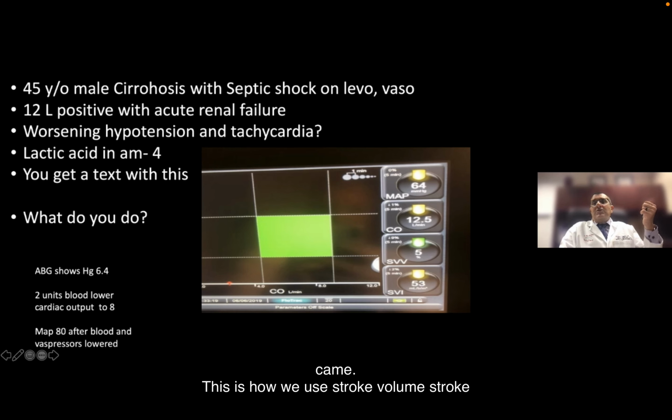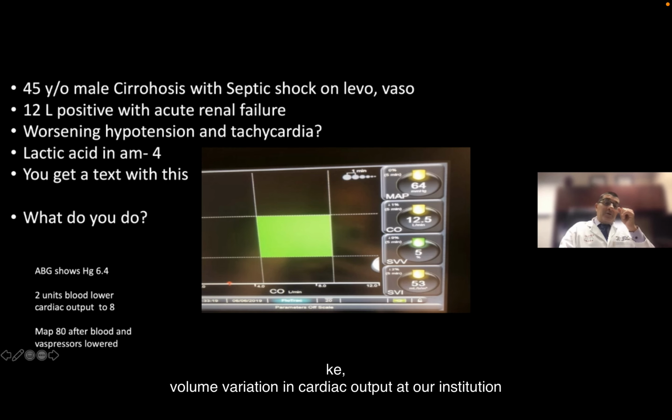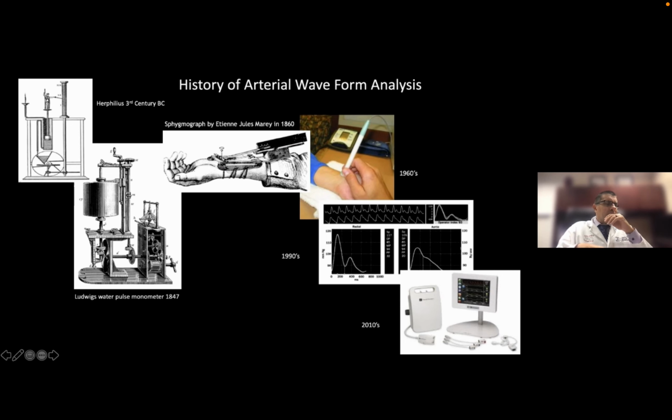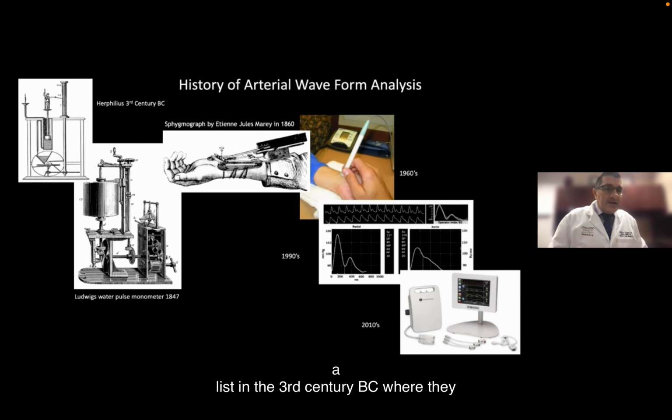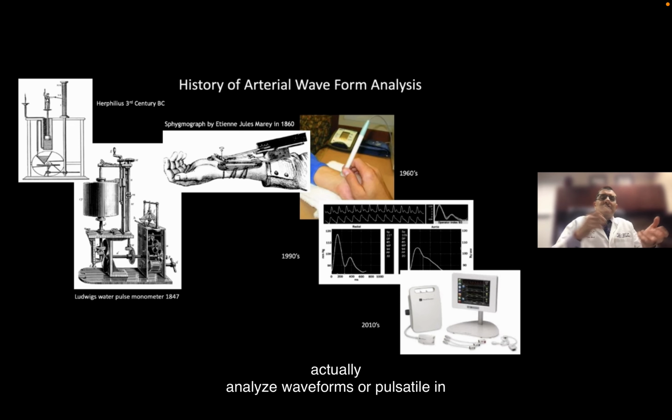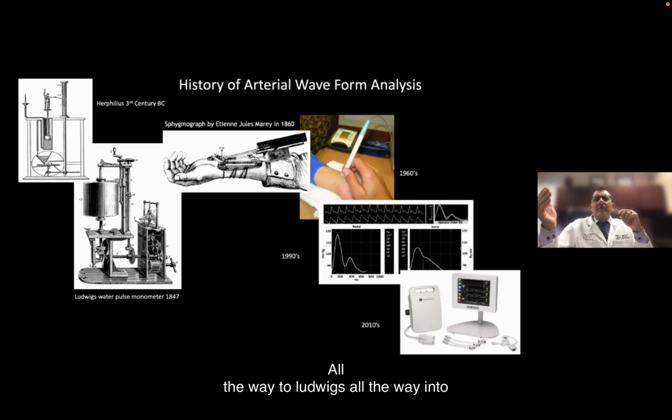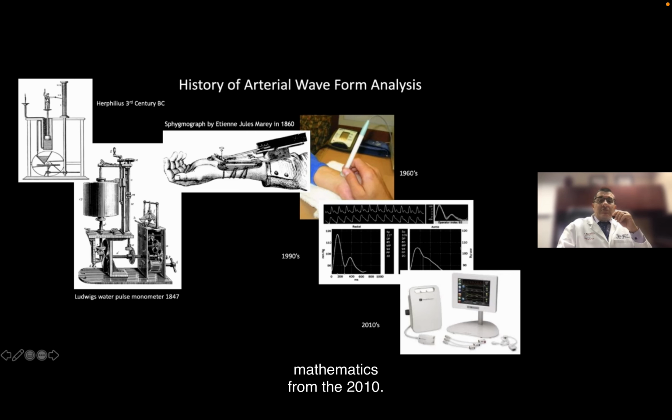This is how we use stroke volume variation and cardiac output at our institution for functional hemodynamics, which is very useful. This has actually been around for a very long time. Arterial waveform analysis goes back to Herophilus in the 3rd century BC, where they analyzed the pulse in Romans, who could feel their pulse and measured that, all the way to Ludwig, and into nowadays where we have digital waveform analysis that can do instant mathematics from the 2010s.